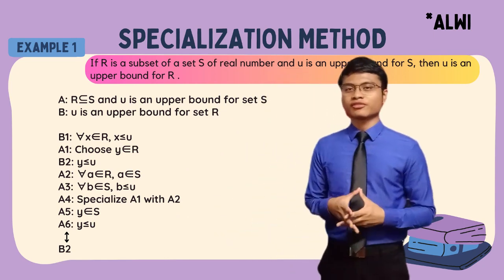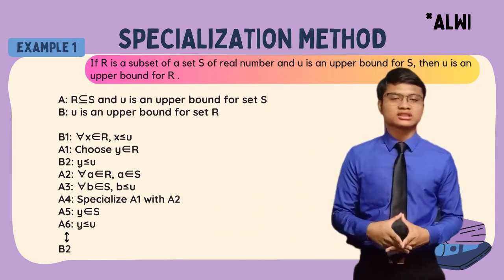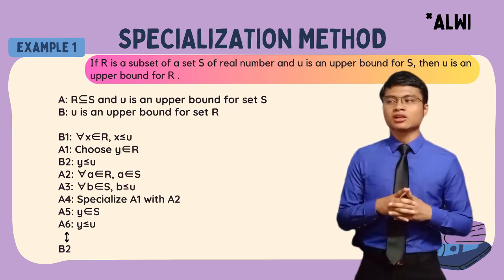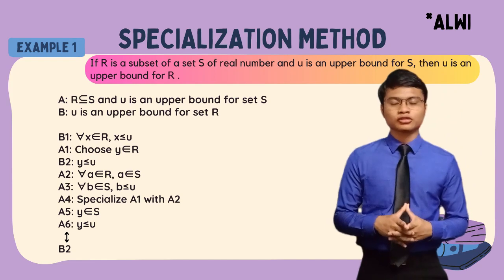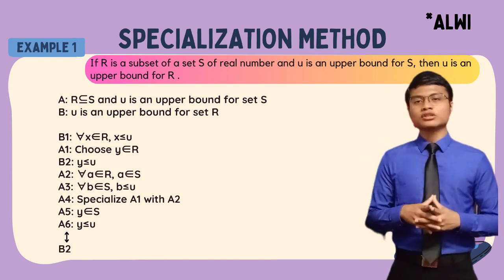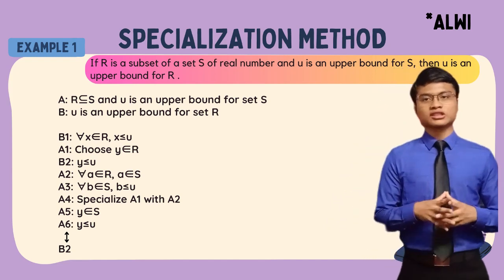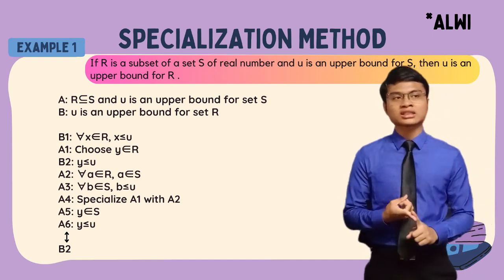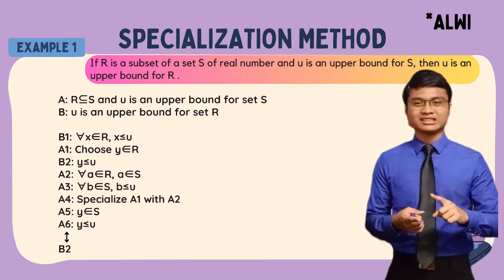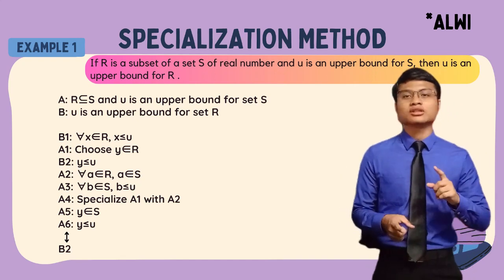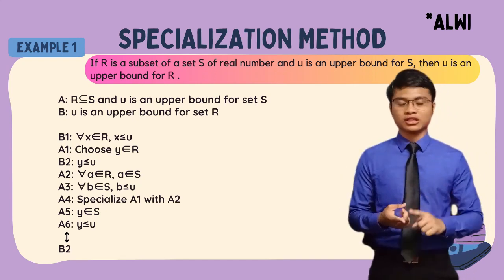Now let's move on to the specialization method. Now I'm going to start off with the first example. Example number 1 says that if R is a subset of set S of real numbers and U is an upper bound for set S, then U is an upper bound for set R. So the hypothesis here is that R is a subset of S and that U is an upper bound for set S. For the conclusion, U is an upper bound for set R.